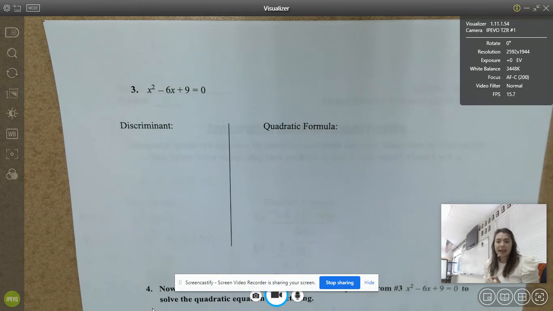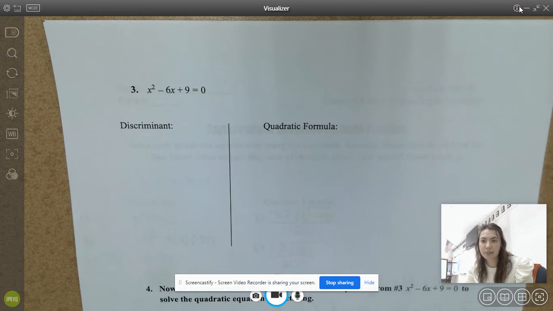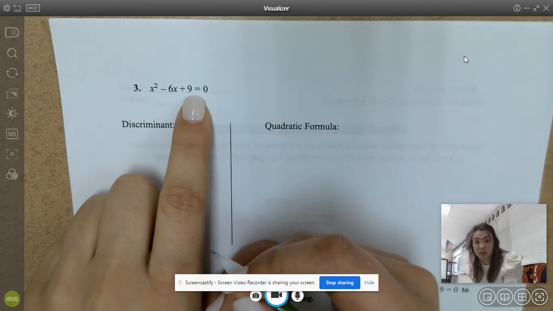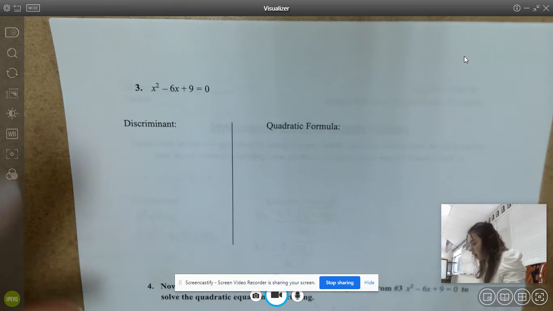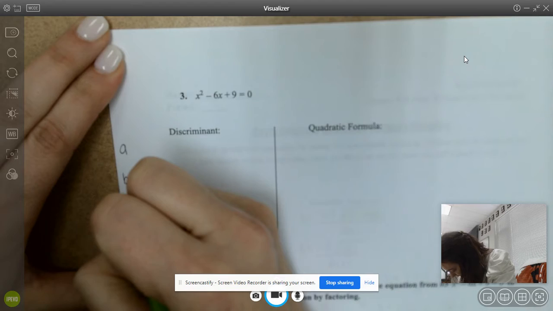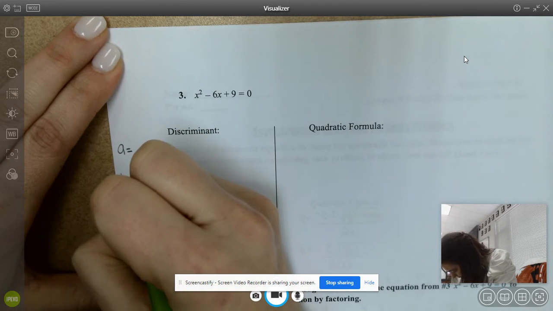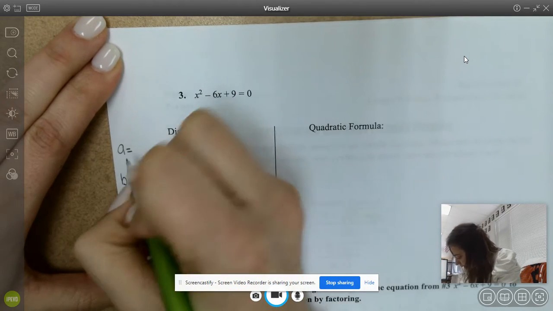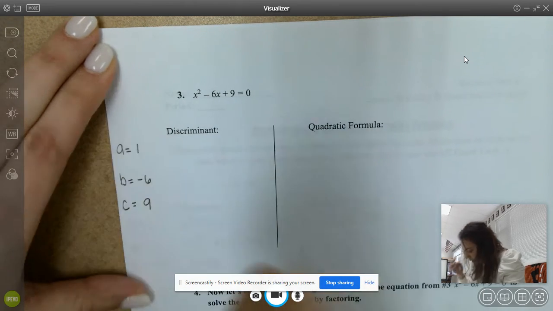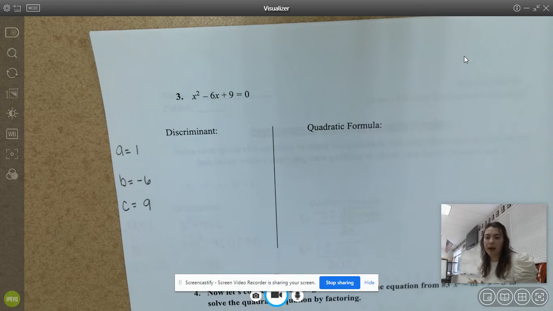All right, guys, here we are, the last and final example problem, number 3. We're looking at the equation x squared minus 6x plus 9 is equal to 0. So we're going to start off, as we have been for the last couple of examples, by labeling our a, b, and c values. It's always important just to get these jotted down on the side, so that we are organizing our work and we're not losing a step anywhere.